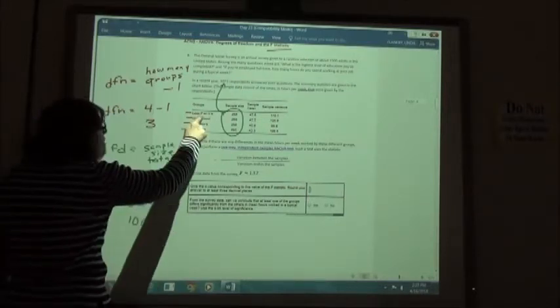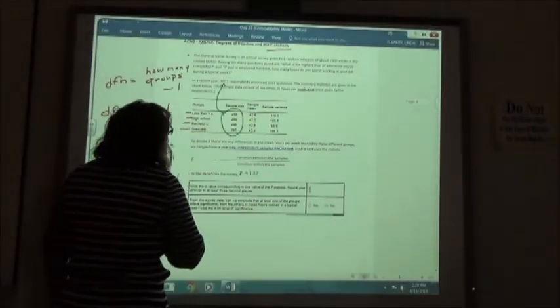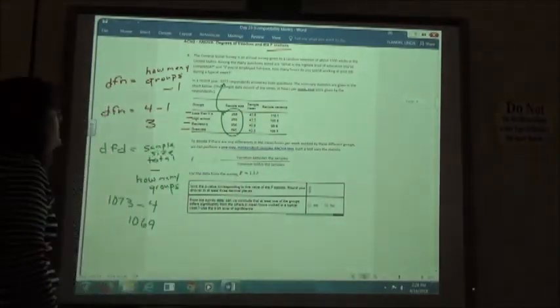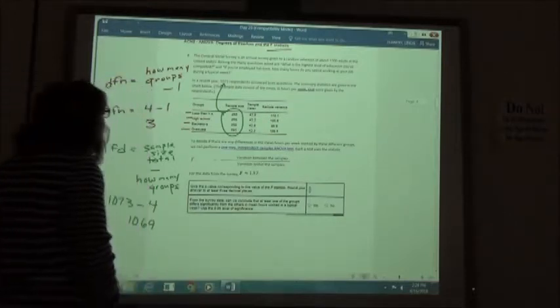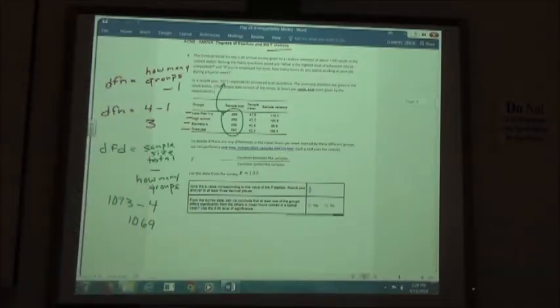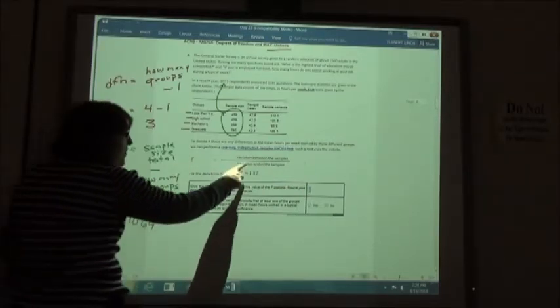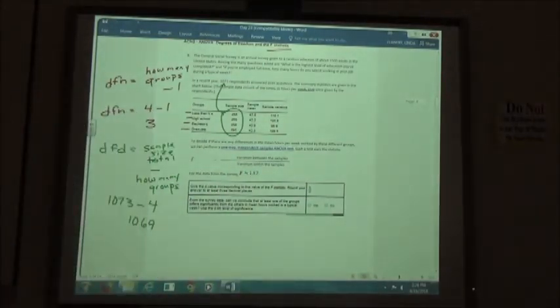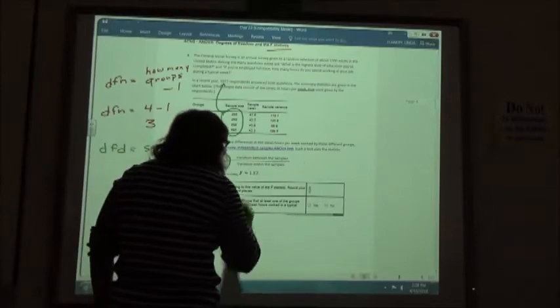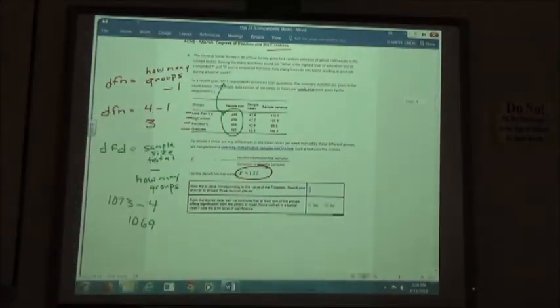So if I had less than a high school education, my sample mean was 42.6, my sample variance 110.1, and so forth. To decide if there are any differences in the mean hours per week worked by these different groups, we can perform a one-way independent sample ANOVA test. Such a test uses the test statistic F, the variation between the samples and the variation within the samples. Now that's what we calculated on problems 1, 2, and 3. They're not going to make you figure out those numbers. They're going to tell you this is my value for F. So we're going to find the p-value that corresponds to that.